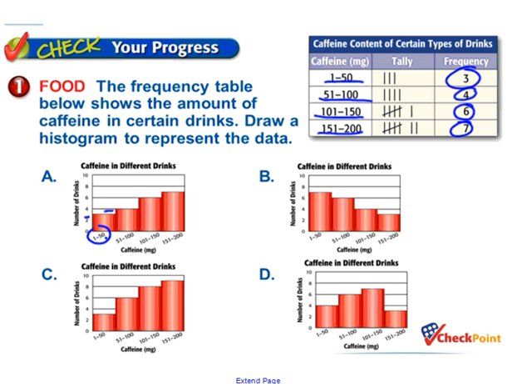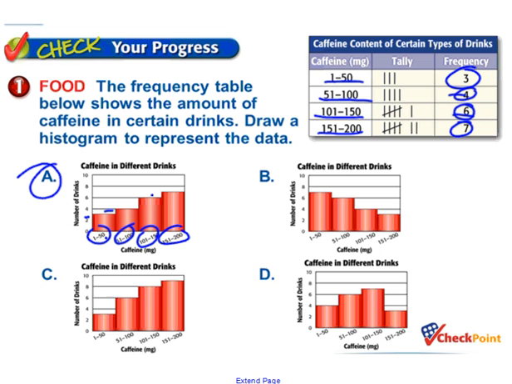51 to 100, according to my graph over here, there are 4. So it should be level with 4. This one checks out. 101 through 150 shows there's 6, and on my histogram here it shows 6. So this also checks out. And the last one, 151 through 200, shows that there's 7, and that would be halfway between 6 and 8. So this one checks out. I think my answer is going to be A, but let's check our others.